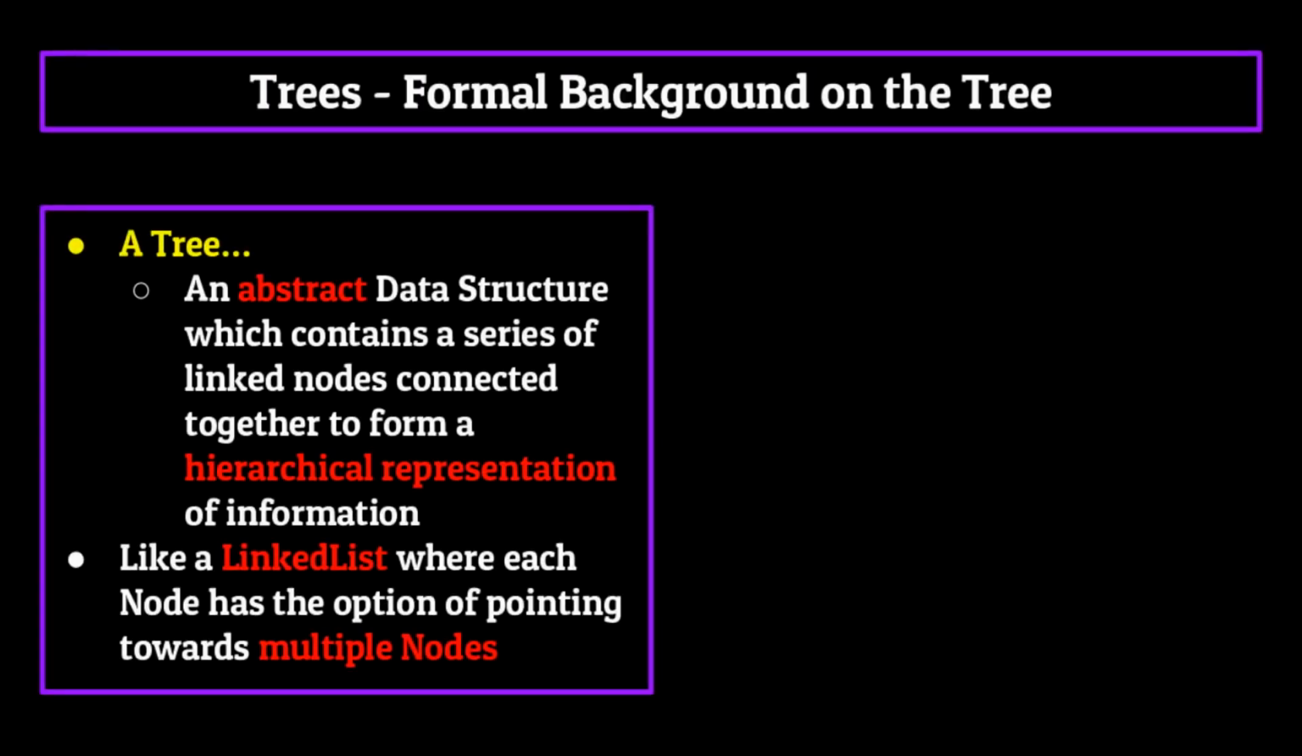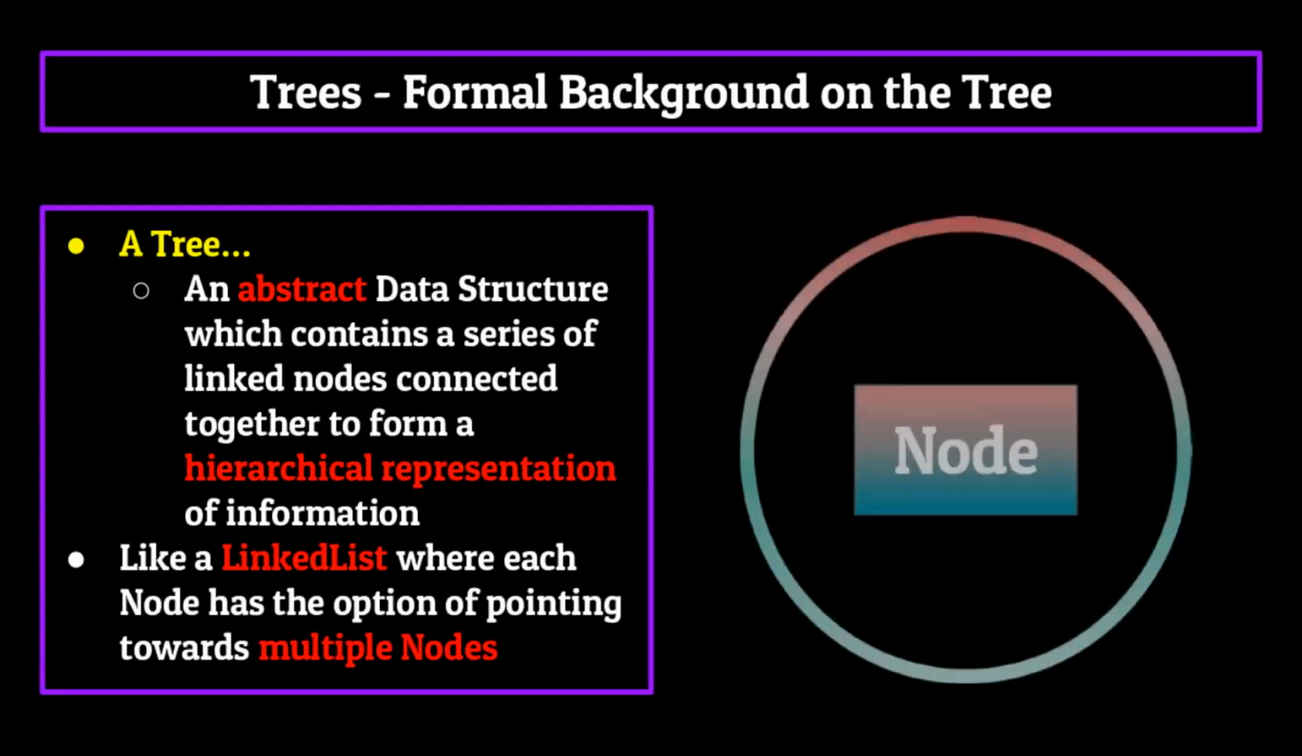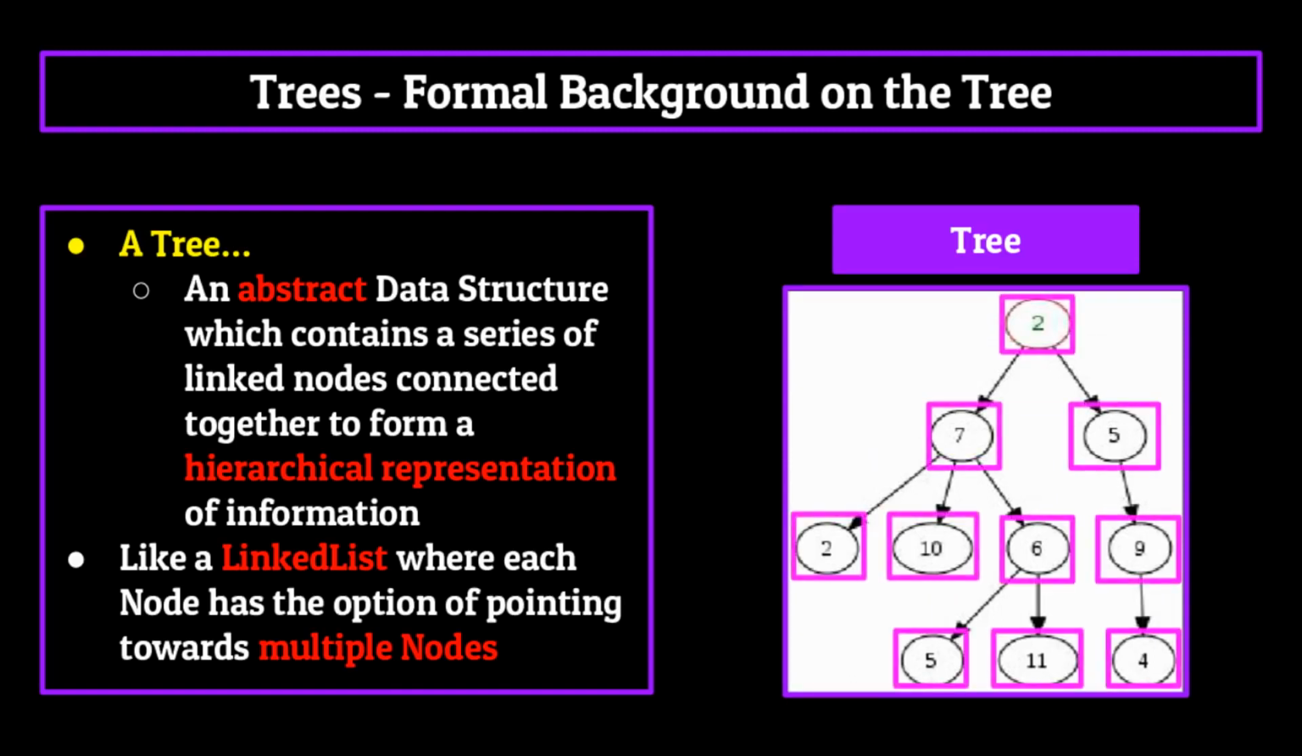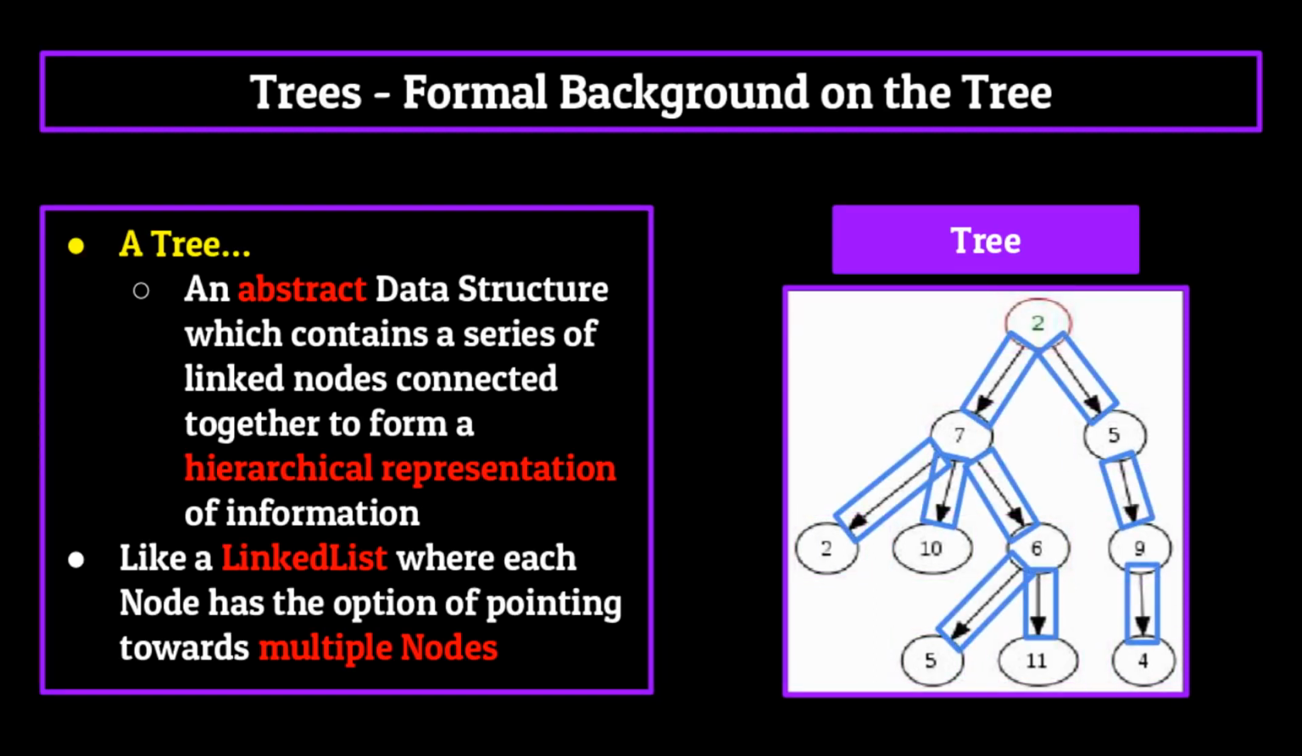Well, a tree is an abstract data structure which consists of a series of linked nodes connected together to form a hierarchical representation of data. The actual information or data is stored in these nodes, and the collection of nodes along with the connections between them is what's known as the tree. This is sort of like a linked list, only instead of each node only pointing to one location, it has the option of pointing towards multiple, and also branching off on its own or pointing to no other nodes. Each of the nodes in a tree can also be called vertices, and the connections between vertices, what link two nodes together, are called edges.